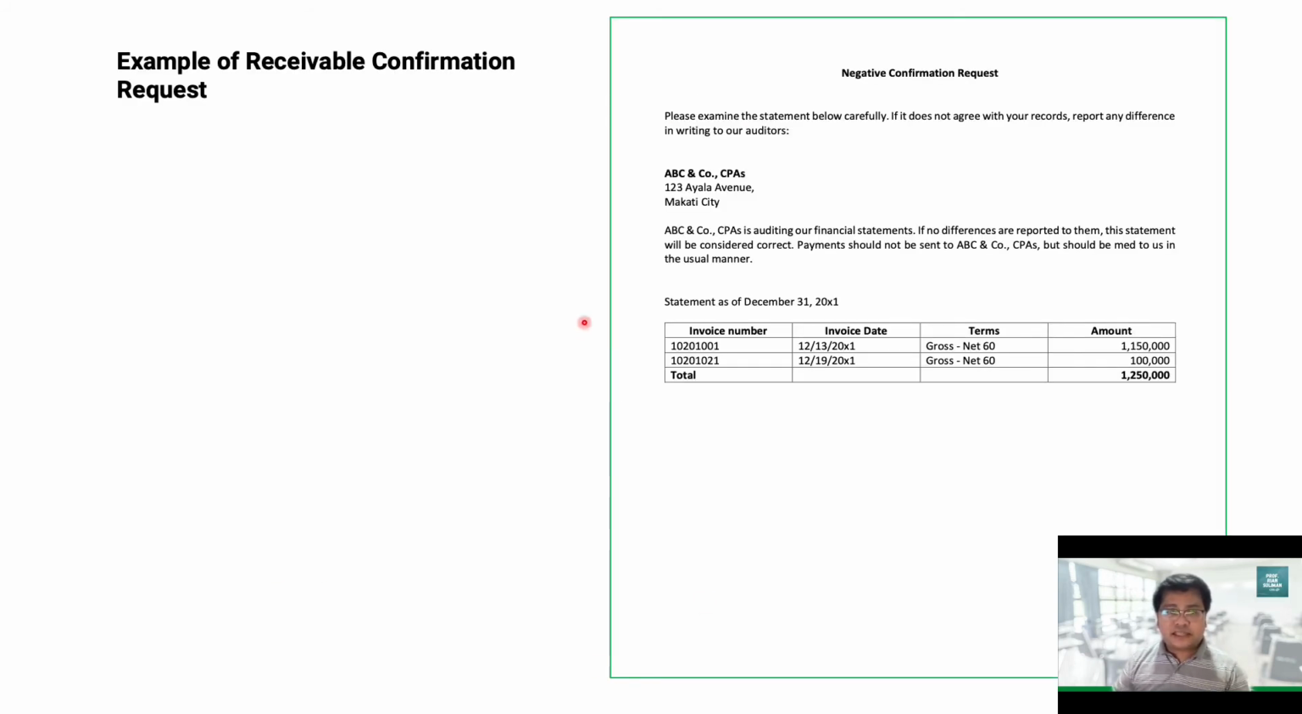By the way, this is an example of a negative confirmation request. Please examine the statement below carefully, and if there are any differences, please report in writing to the auditor. But if none, then no need to respond. So that is an example of a negative confirmation request.